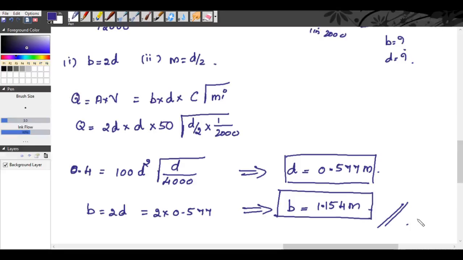Okay. So that is all for the most economical rectangular sections, problems related to most economical rectangular sections. Tomorrow we will see the problems related to most economical trapezoidal section in the next class.